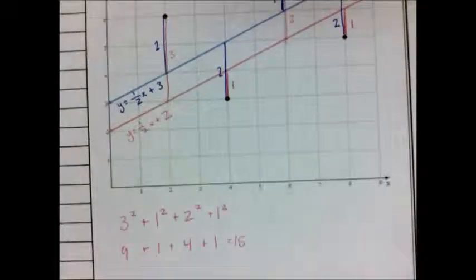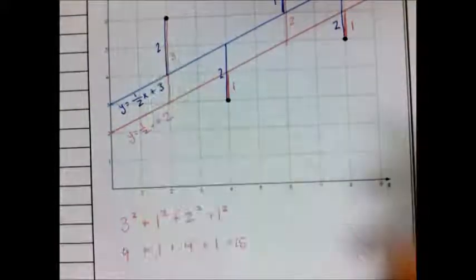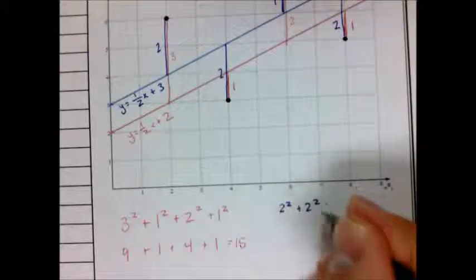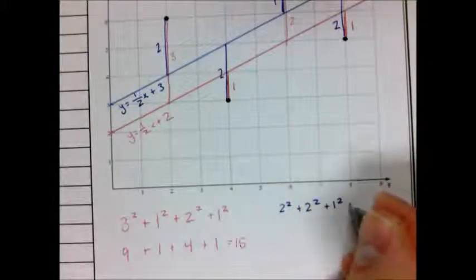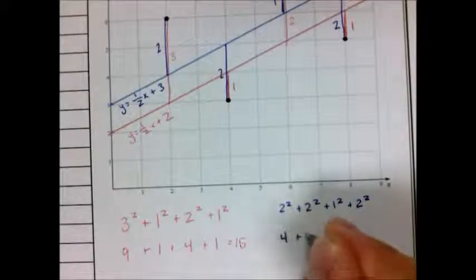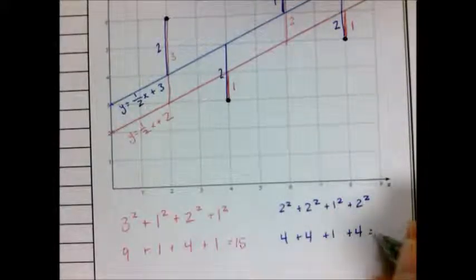Now we do the same exact thing for the blue line. We see this first one goes up 2, so 2 squared, plus 2 squared again, plus 1 squared, plus 2 squared. Okay, 2 squared is 4, plus 4, plus 1, plus 4, and we see that's a total of 13.